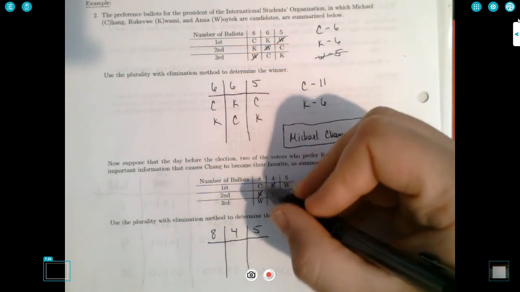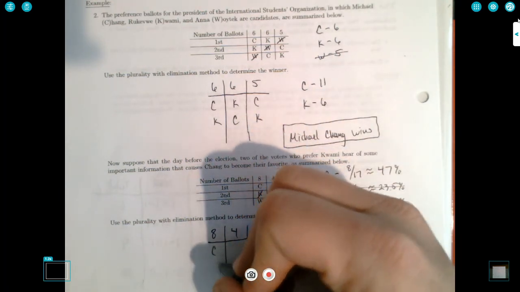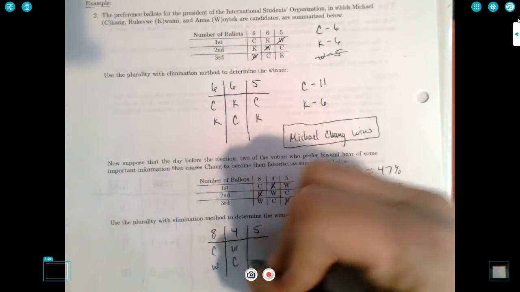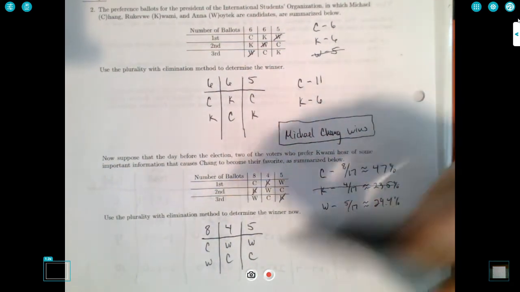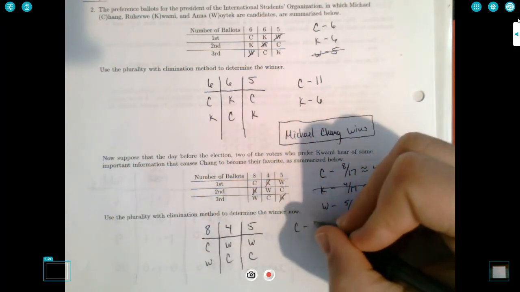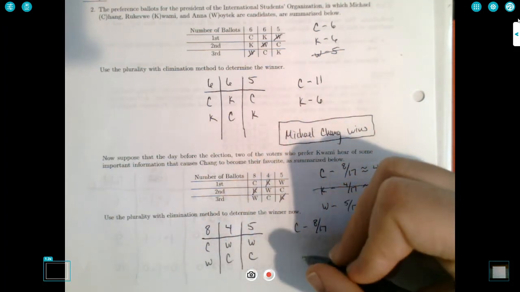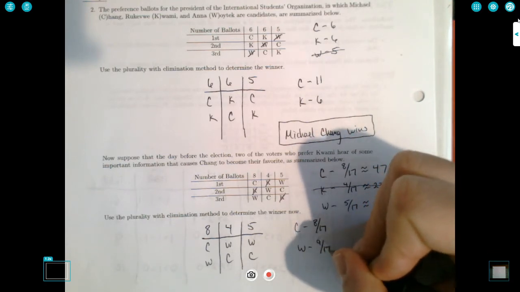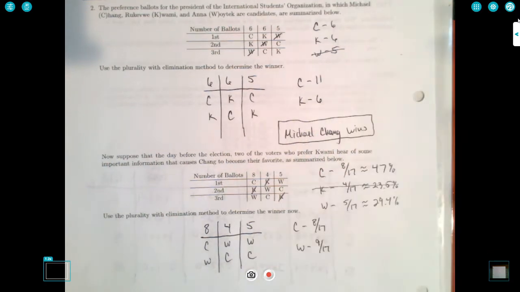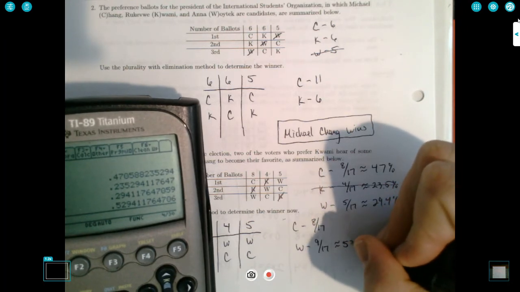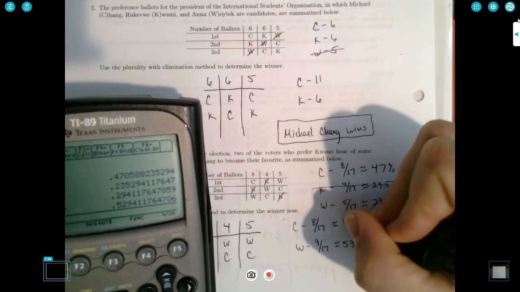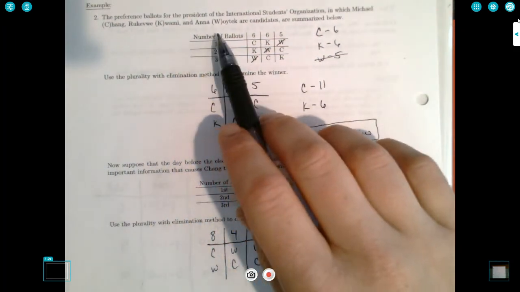And the new chart's going to look like this. So we ignore the K's and we have C, W, W, C, W, C. So now Chang still has 8 out of 17 votes, but W has 9 out of 17 votes. 9 out of 17 is a slight majority. It's about 53%, right? So this is about 53%. This one is about 47%. So W wins. Who was W? It was Anna Wojtek.